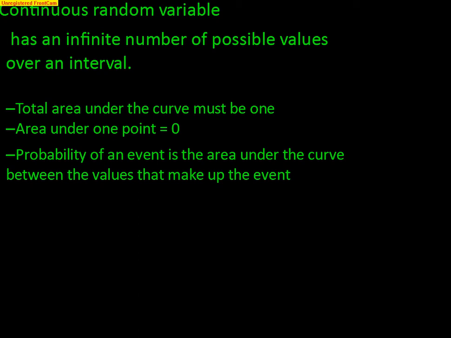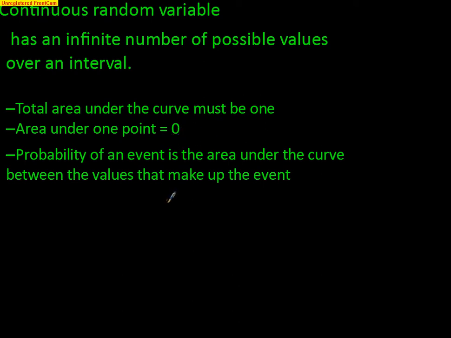Okay. So there's a couple things here we need to remember. First of all, total area under the curve must be 1. Has to be exactly 1, not kind of like 1, but exactly 1. We talked about this when we talked about normal distributions. So we should remember that area under any single point is equal to 0.